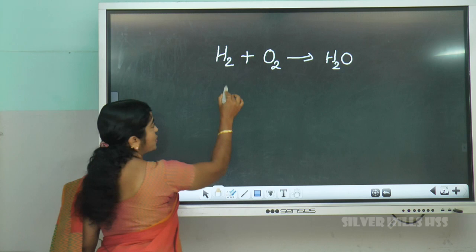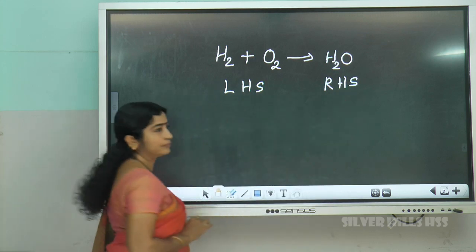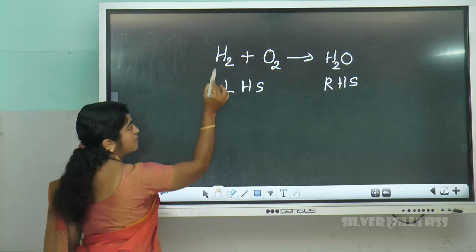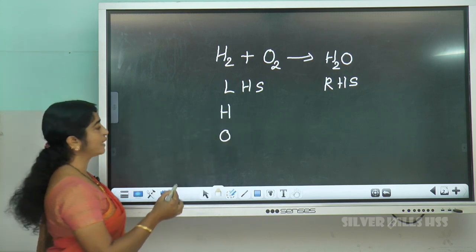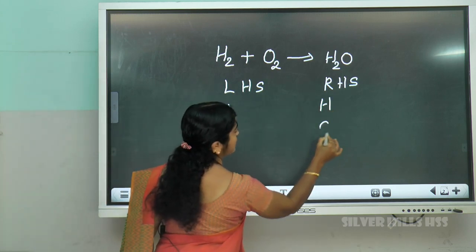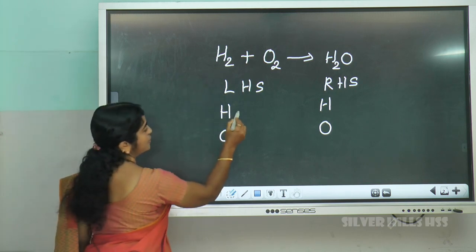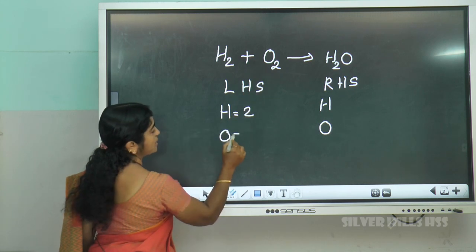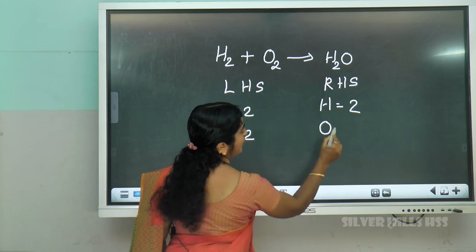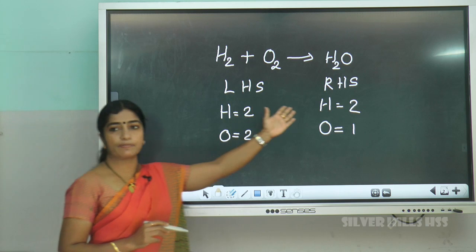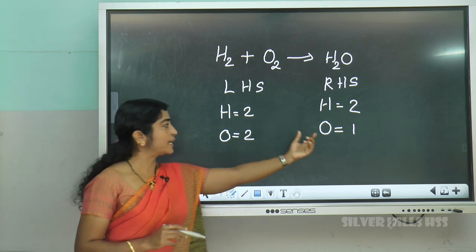Let us write this as LHS and right side RHS. Then write the atoms present on LHS. The atoms are hydrogen and oxygen. Then write the atoms on RHS, hydrogen and oxygen. After that, write the number of atoms. How many hydrogen atoms are there? 2. How many oxygen atoms on LHS? 2. How many hydrogen atoms on RHS? 2. How many oxygen atoms on RHS? 1. Hydrogen is balanced. But what about oxygen? Oxygen is not balanced. On the left side 2 are there, on the right side it is only 1.